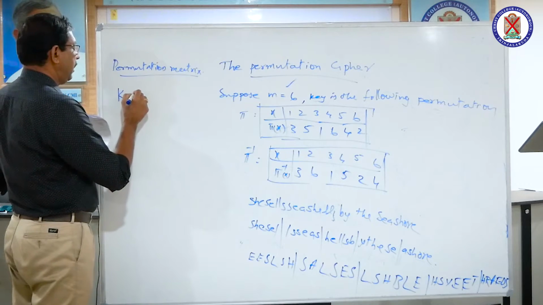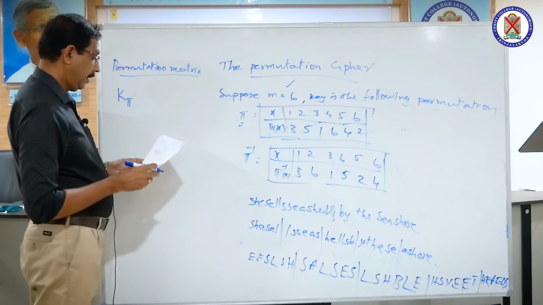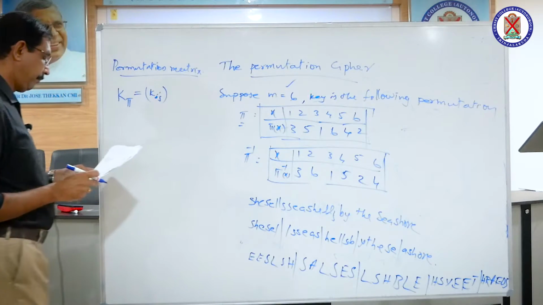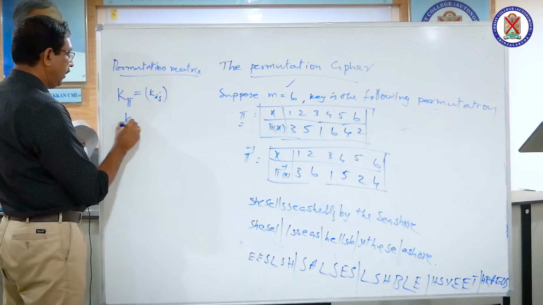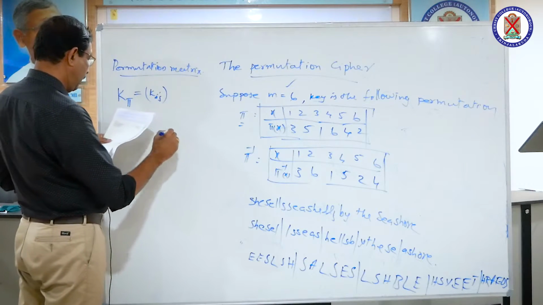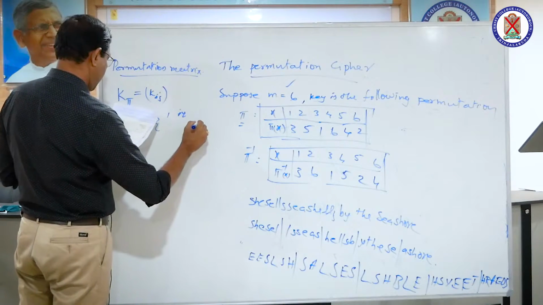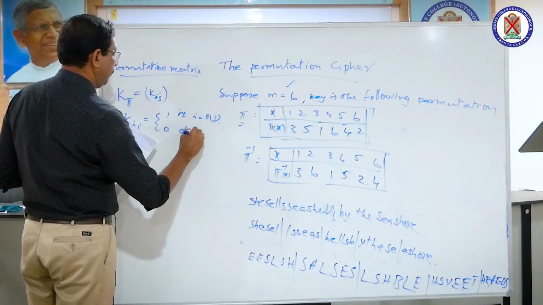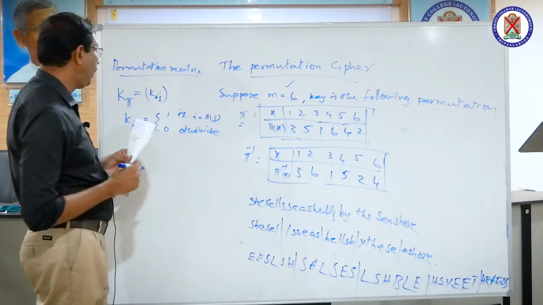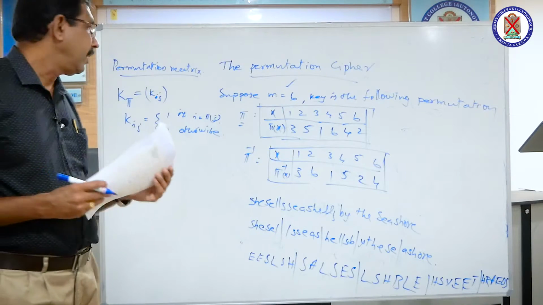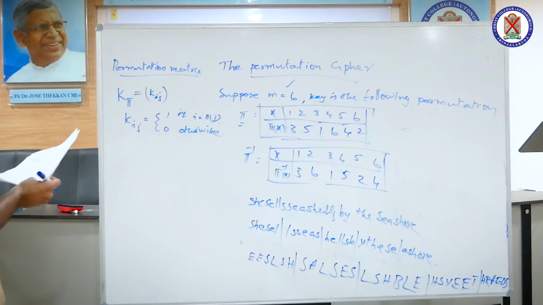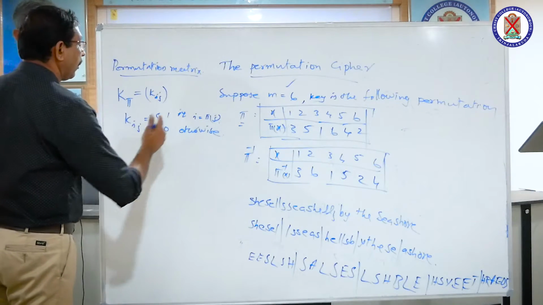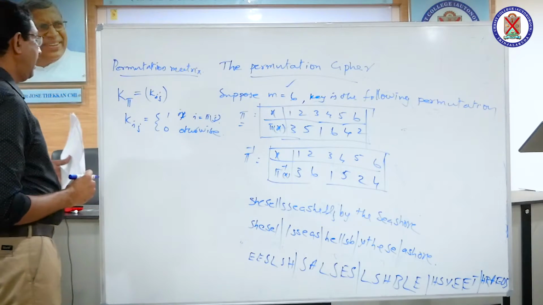K pi is the permutation matrix with the permutation pi. It has elements Kij, where the element Kij is equal to 1 if i equals pi of j, and 0 otherwise. I will define the permutation matrix K pi: K pi is defined as the matrix Kij, where the element Kij, that is the ith row, jth element, is 1 if i equals pi j, 0 otherwise.